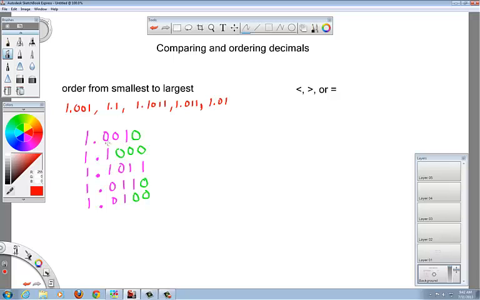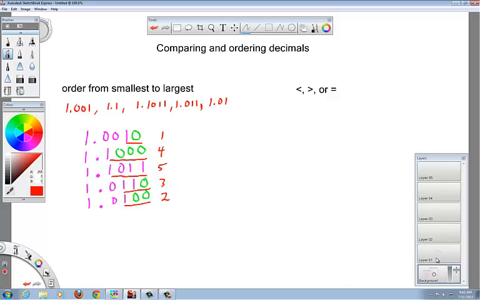All you do is you look at these numbers here: 10, 1,000, 1,011, 110, and 100, and you put them in order that way. This would be the smallest. This would be the second smallest, third smallest, and then getting bigger, that would be the biggest one. And this is how you do it, ordering stuff from smallest to largest.